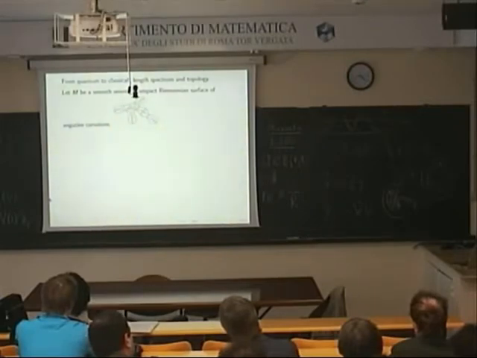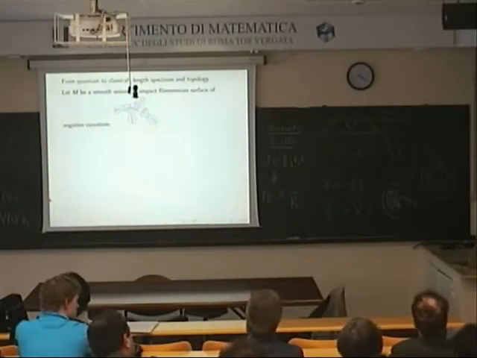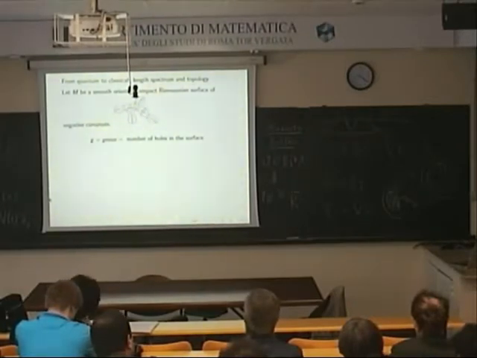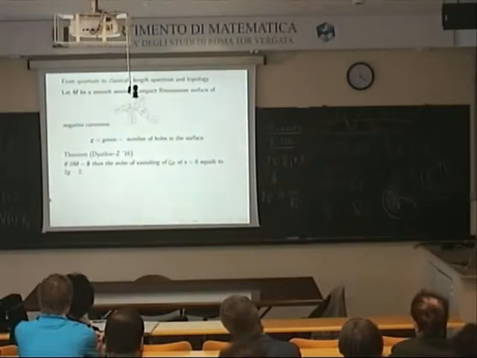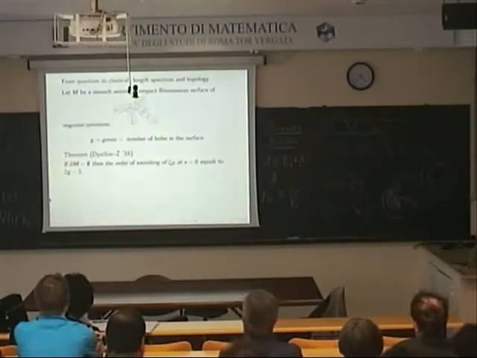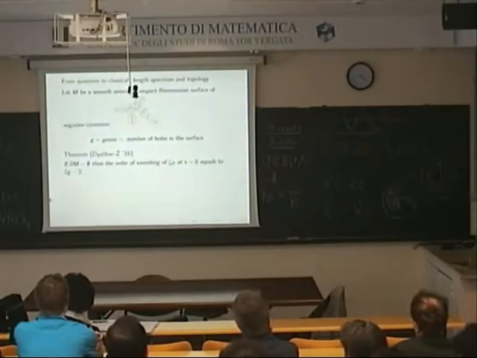So the only topological invariant of this surface is the genus, the number of holes. So this one has, I don't know, 1, 2, 3, 6, so genus 6, this is a surface of genus 6. And here is a result which relates topology to the dynamics. So in the case when there's no boundary, just like in this picture here, the order of vanishing of the zeta function at zero is equal to 2g minus 2.